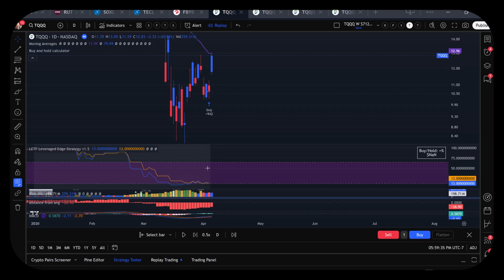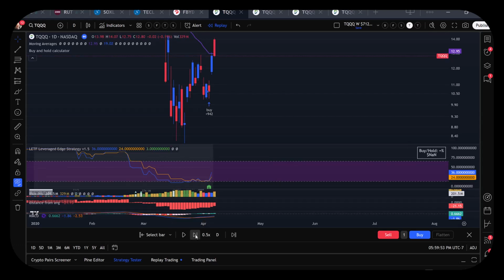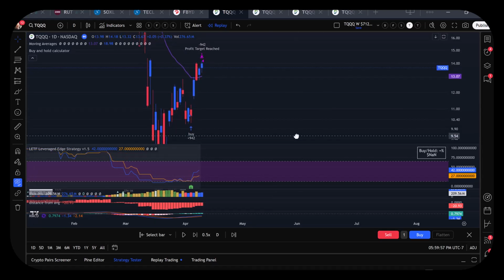And here's our first buy. And our first buy is on April 3rd of 2020. So that's when we would be getting into this particular trade. That's our first trade. Now we're in the trade and we're going to move along and we get up and reach our profit target of 33.6%.